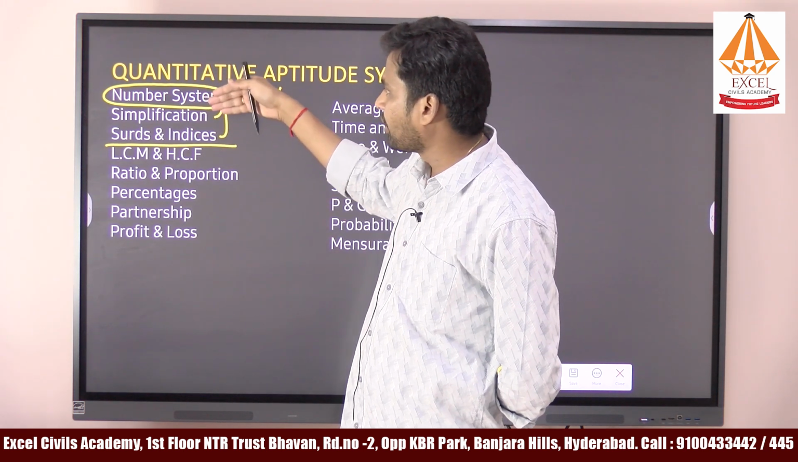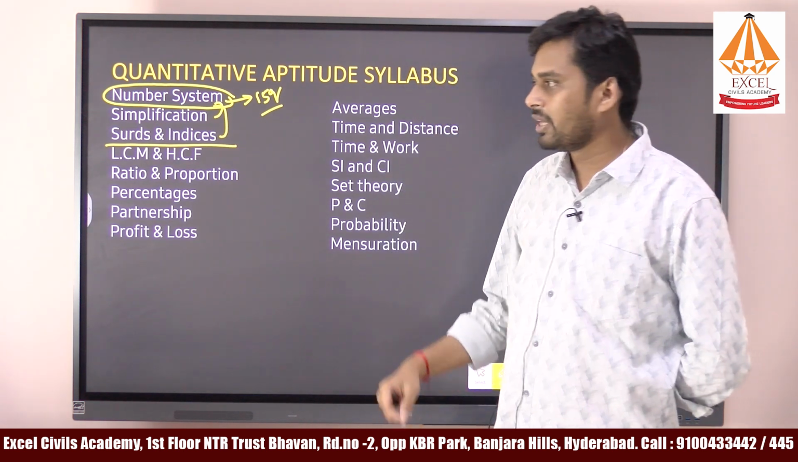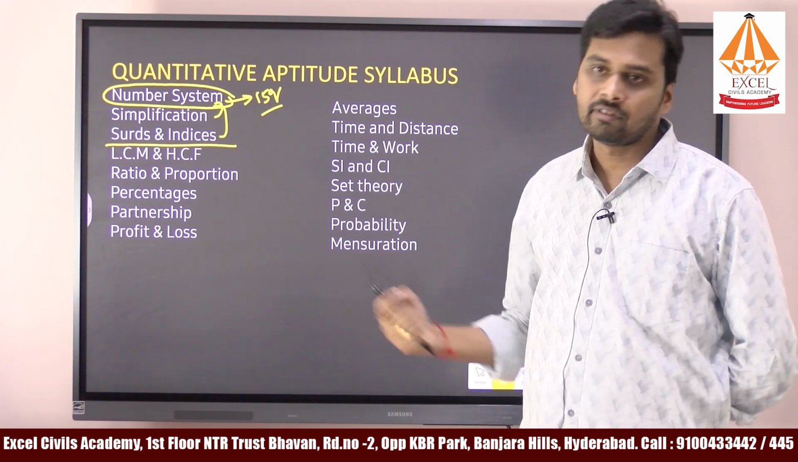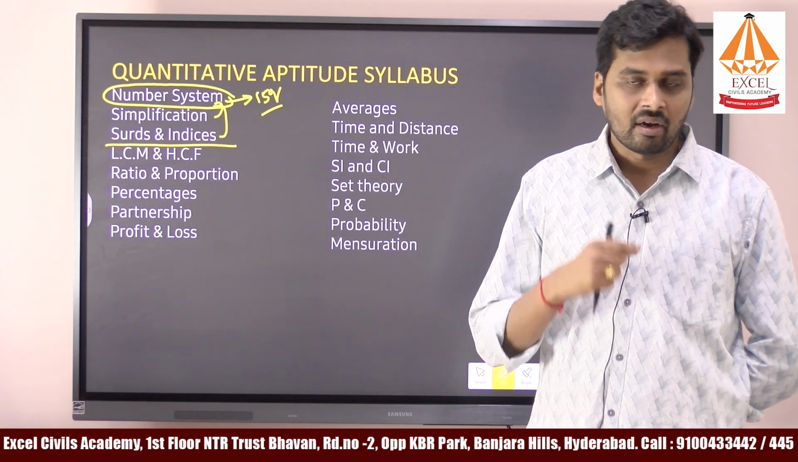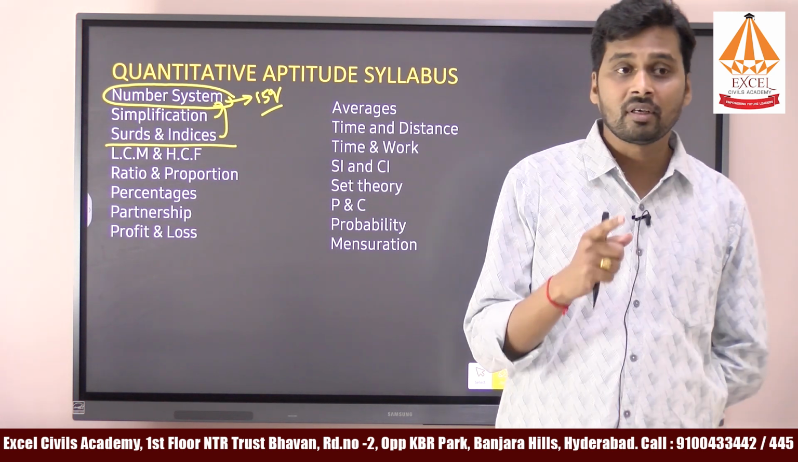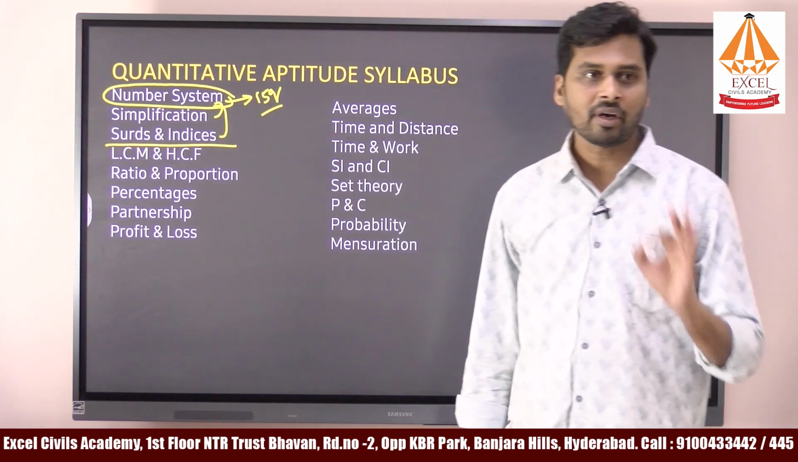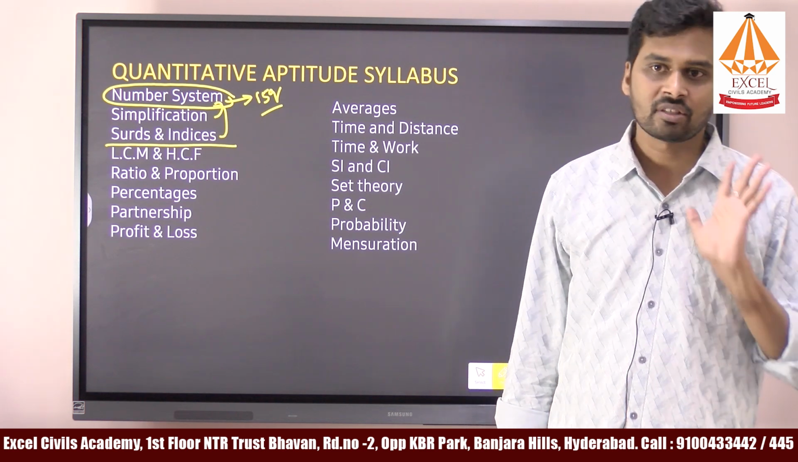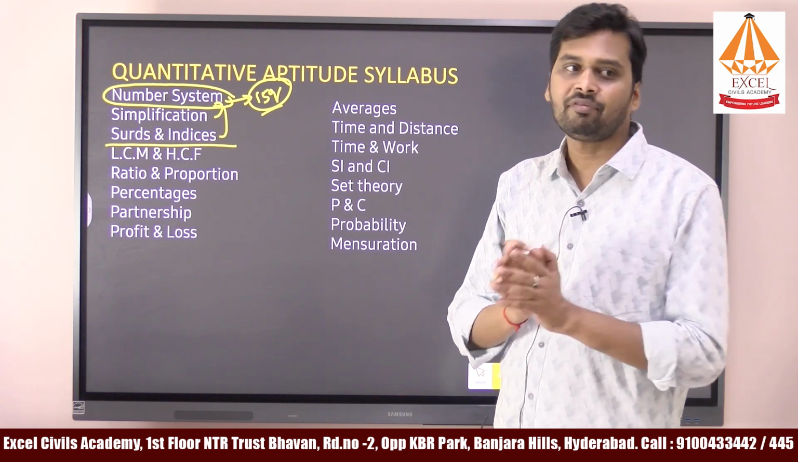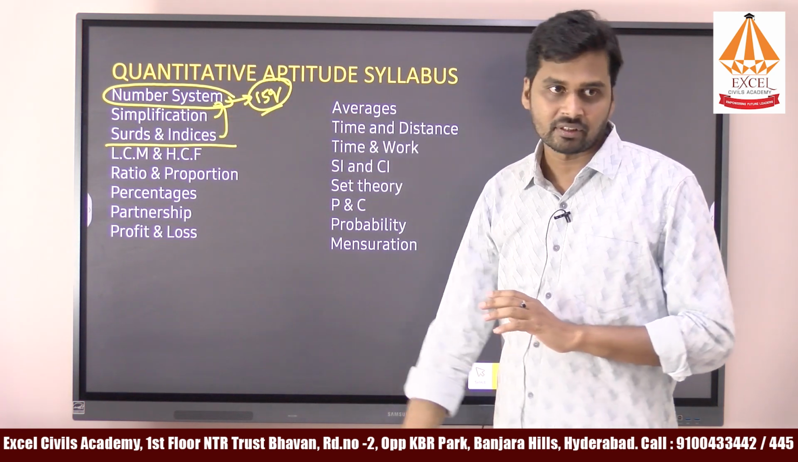Of course, simplifications and surds and indices come under the number system only. These are subtopics of number system. Number system means we have different concepts in it. Basic numeracy means it's related to the number system questions. On an average, in 2023 and 24, we got more than 20 questions from this one particular topic, number system. The most important topic in the entire CSAT is the number system topic. We have a weightage of 15 questions, minimum we will get 15 questions from this particular topic. So that's why we spend most of the time on number system.